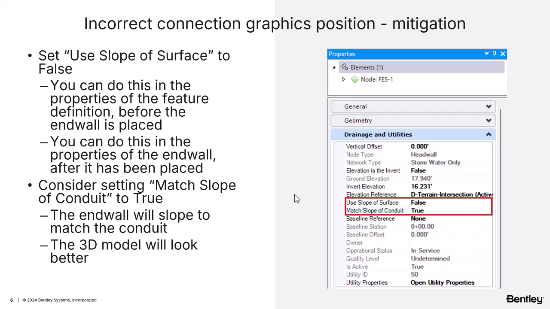So to mitigate the effect of this issue, you can set the use slope of surface option to false, and you can do this either in the properties of the feature definition before you place the end wall, or you can do it in the properties of the end wall after it has been placed. You can also consider setting the match slope of conduit option to true so that the slope of the end wall will match the slope of the conduit and the 3D model will look better.